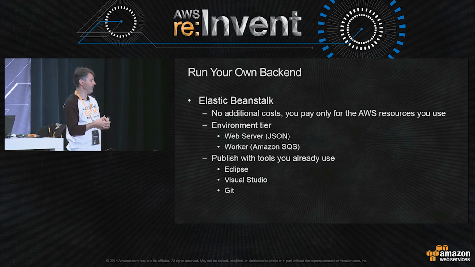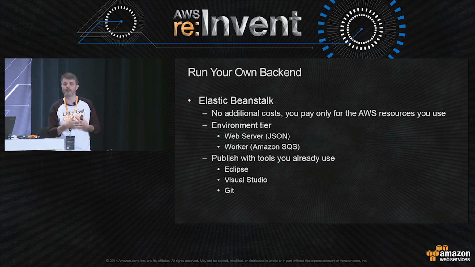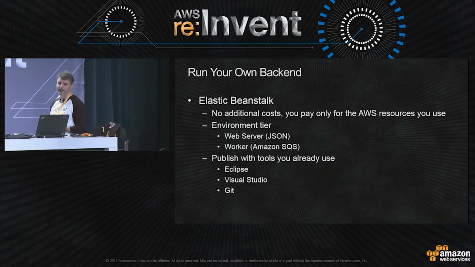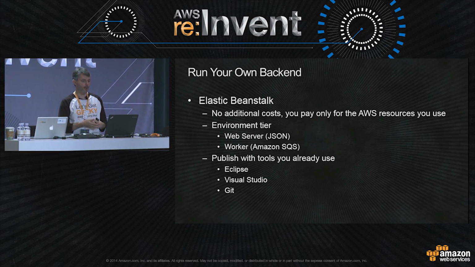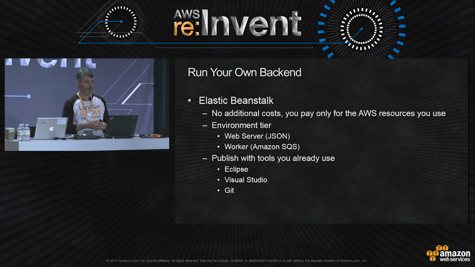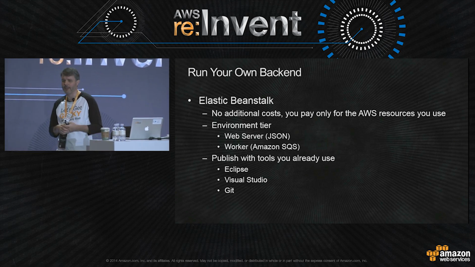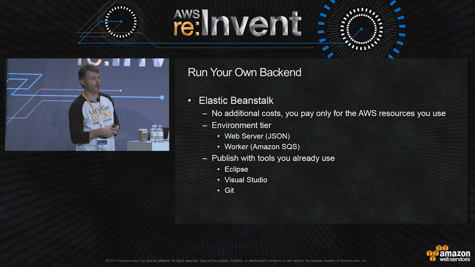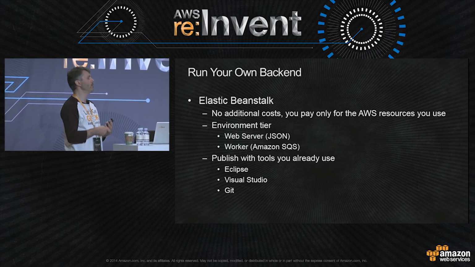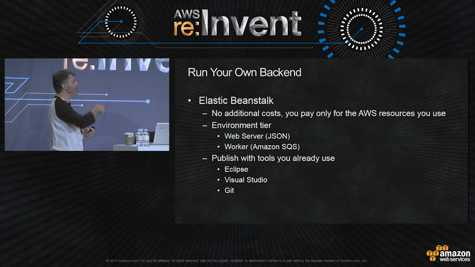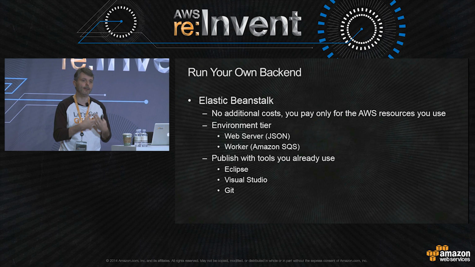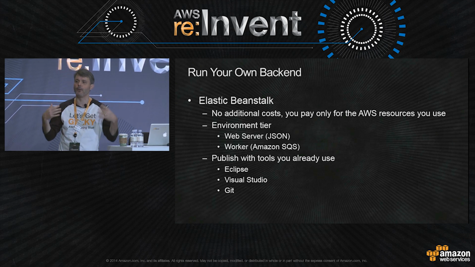You only pay for the resources that are created by Elastic Beanstalk for you. So you pay for the EC2 instance or for the load balancer that Elastic Beanstalk will create for you. It integrates with development tools. So if you are developing your Java backend using Eclipse, or if you are using a .NET backend with Visual Studio, there is a plugin that installs inside Eclipse or inside Visual Studio to help you manage your environment directly from your development tool, so you don't have to switch between the console and your development tool.